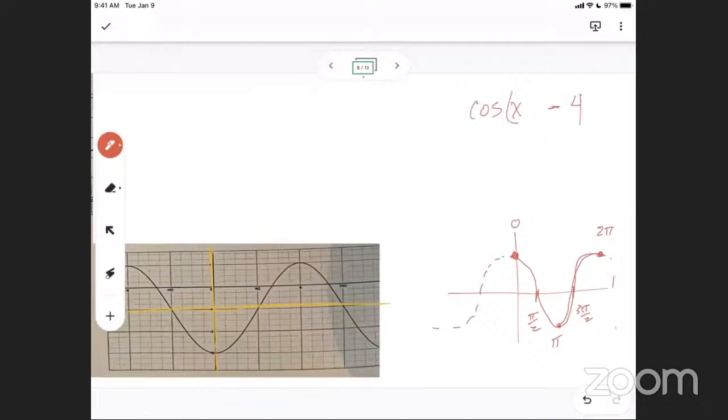Now I'm not moving it left or right, so I don't have to mess with that. But what am I doing to the whole thing as well? Do you see how this is opening down here instead of up like it would normally do? So what does that mean I did? Reflected it over the x-axis. And when I reflect it over the x, what do I make negative? The y. That's right. So your equation is just y equals negative cosine x minus 4.